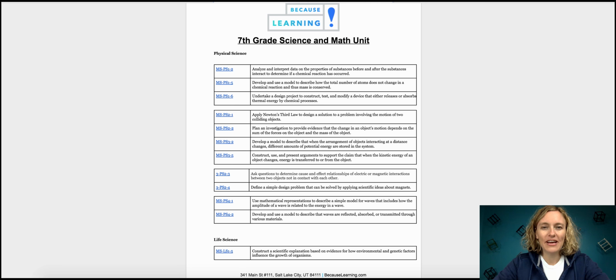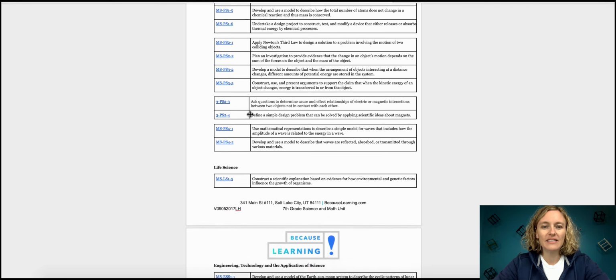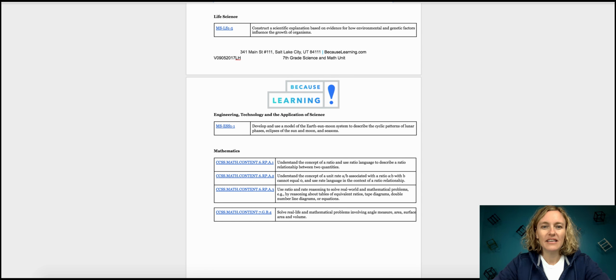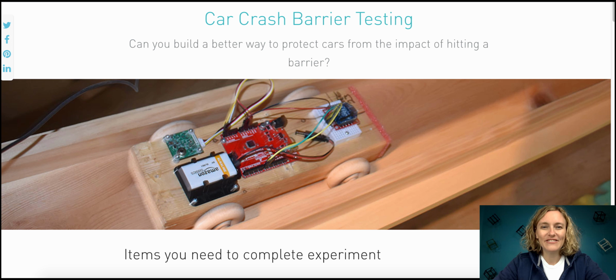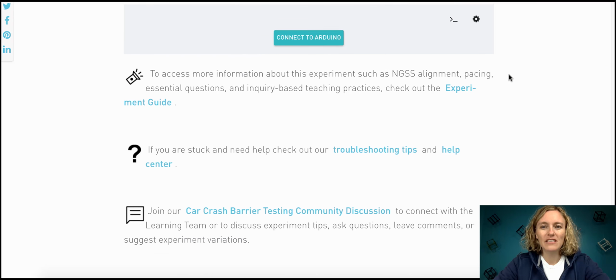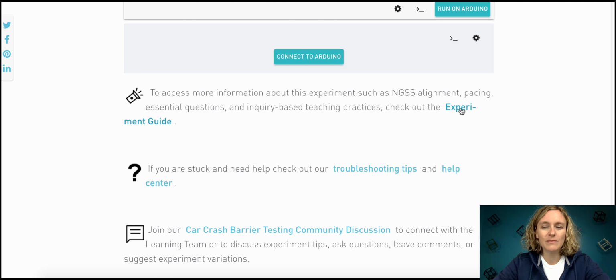Let's get started. Each of our units comes aligned with the NGS standards. The 7th grade Science and Math unit aligns with the physical science, life science, engineering, technology, and the application of science, as well as Common Core mathematics. The NGS standards can be found by scrolling to the bottom of an experiment and clicking on the experiment guide.